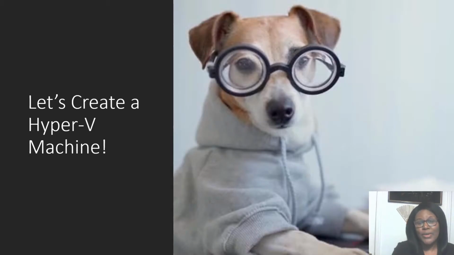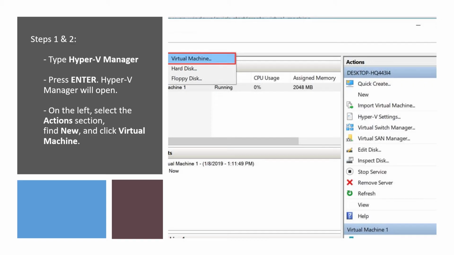There are three common ways you can create a Hyper-V machine: Hyper-V Manager, PowerShell, and Hyper-V Quick Create. I will be discussing how we can create the virtual machine in Hyper-V Manager. First, type Hyper-V Manager in the search box situated on the taskbar and press Enter. Hyper-V Manager will open. On the right, select the Actions section, find or right-click on New, and then click Virtual Machine.